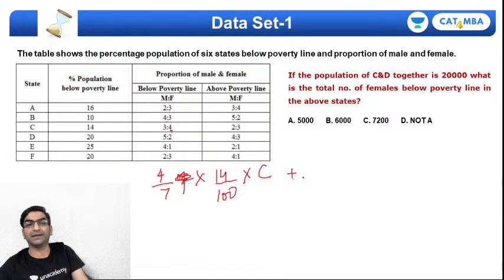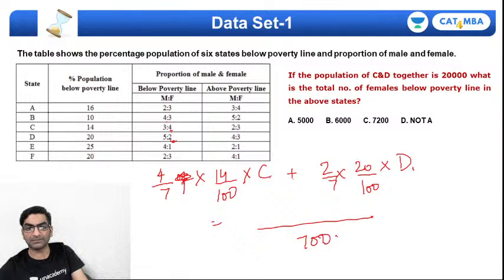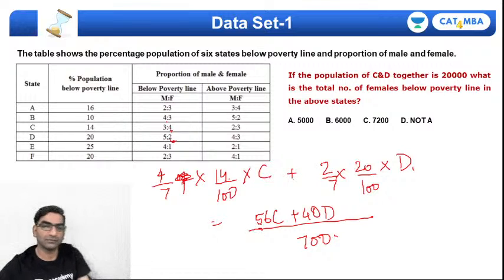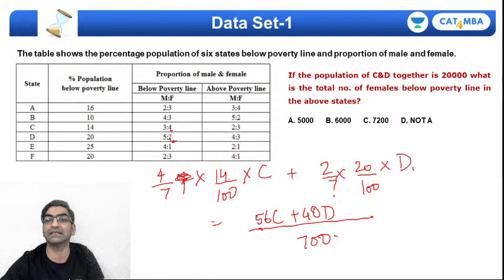How about state D, right? So you'll have females correspond to 2. So 2/7 in 20%, right? So 20 by 100 into D, right? So you can see that the 700 is common in the denominator. What I have is 14 into 4, 56C plus 40D. But you don't have C and D, right? You have C and D together. C and D combined is 20,000.